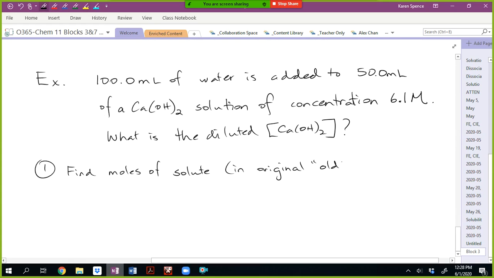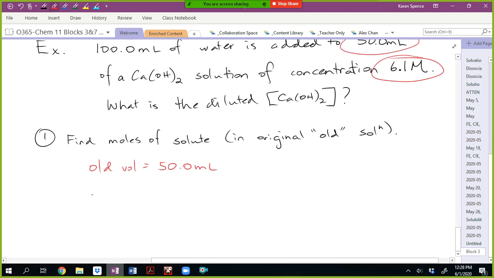That's our old solution. So what do we know about our old solution? Well, we know that there was 50 milliliters of it. So our old volume was 50 milliliters. And that 50 milliliters had a concentration of 6.1 molar. So our old concentration was 6.1 molar. Remember, that means moles per liter.